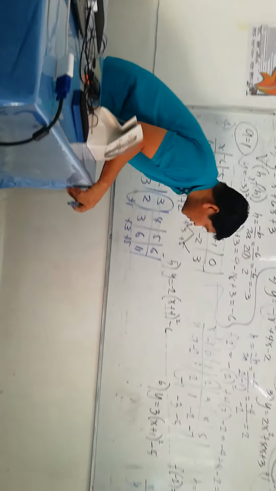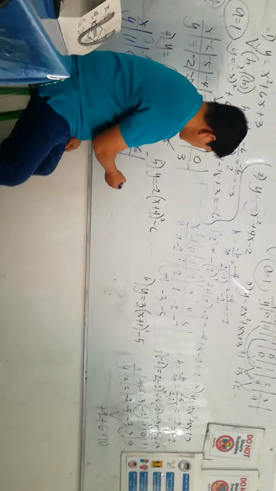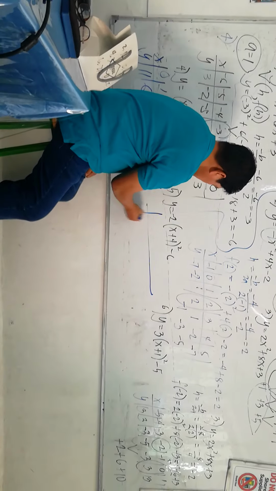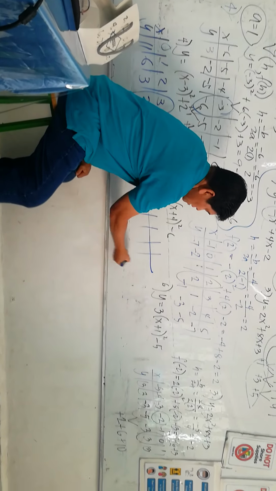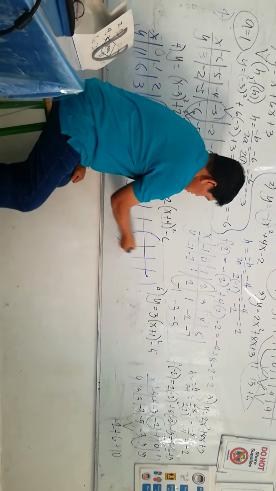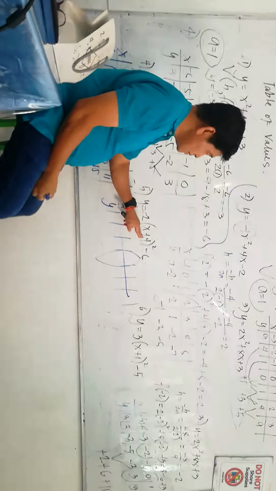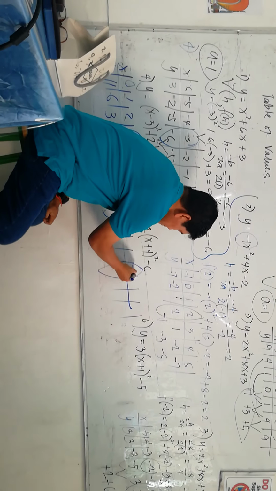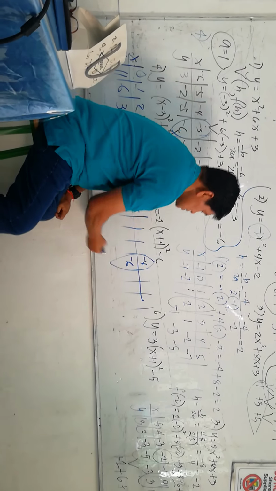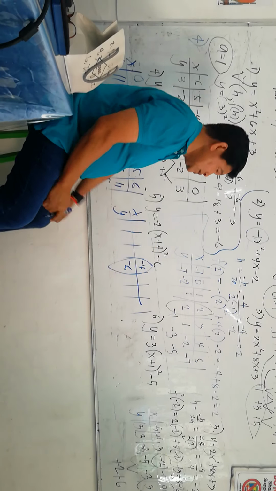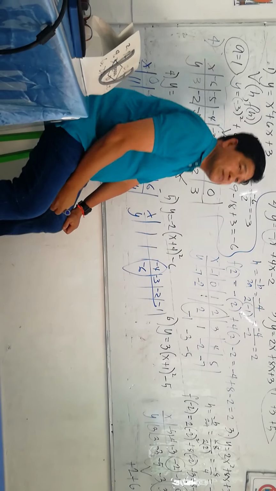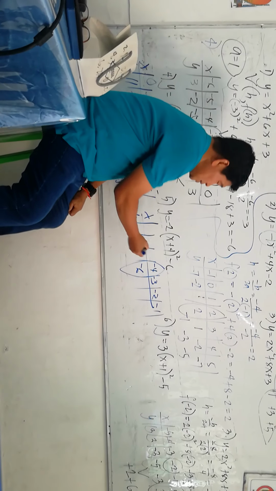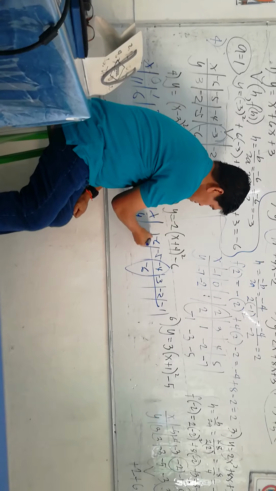Okay, next, number 5. X, Y. 1, 2, 3. Vertex, 1, 2, 3. So this is your vertex. The vertex is negative 4 and negative 6. Plus 1 to the right, that is equal to negative 3, negative 2, negative 1. Minus 1 to the left, negative 5, negative 6, and then negative 7.